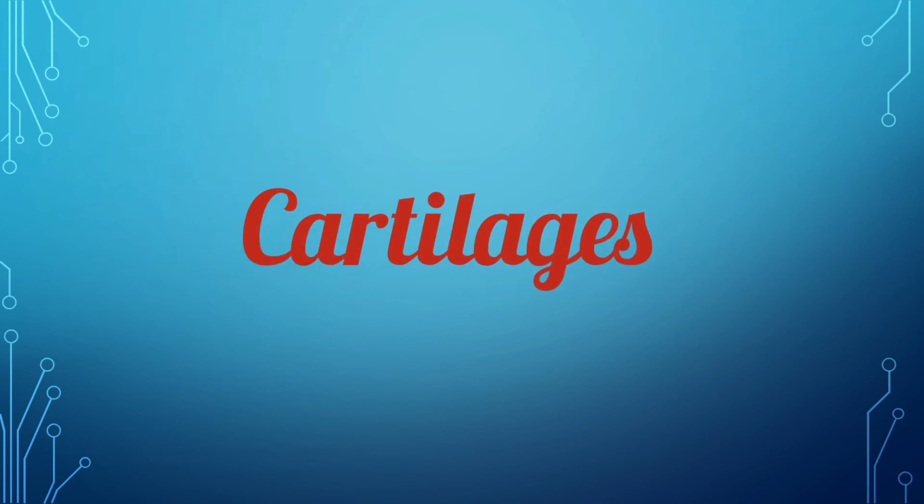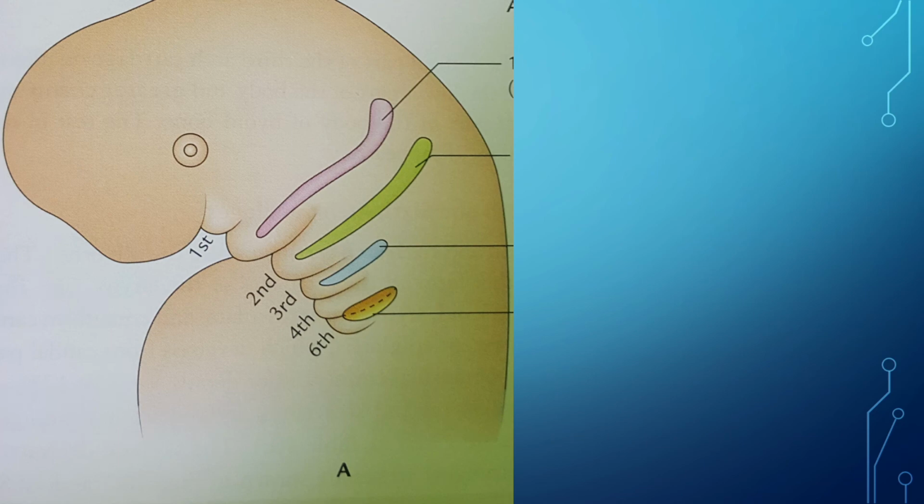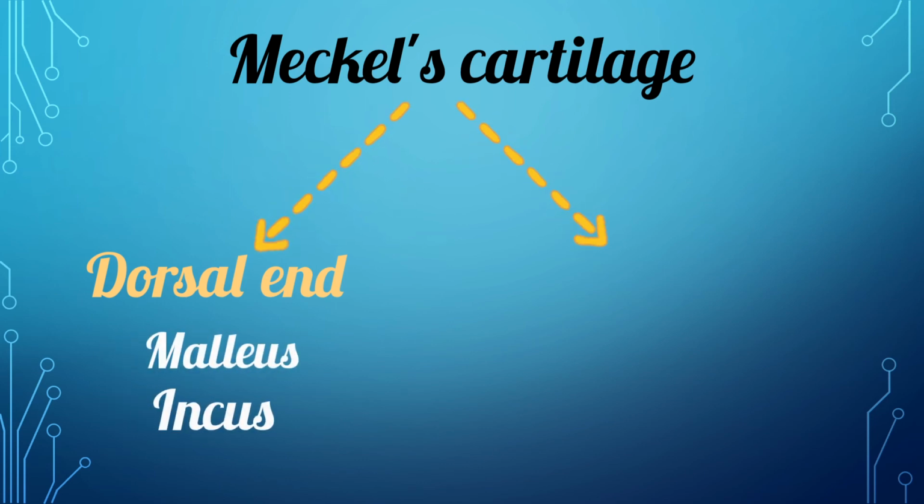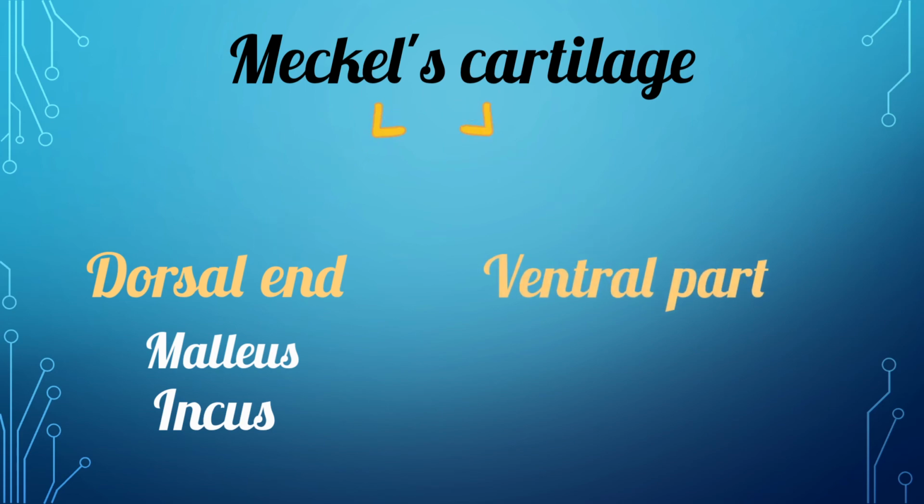Now we can go to the cartilages of the pharyngeal arches. The first arch cartilage is called Meckel's cartilage. The dorsal end of Meckel's cartilage persists and forms 2 small bones, the malleus and incus. The ventral part of Meckel's cartilage is surrounded by mesenchyme that forms the mandible by membranous ossification.